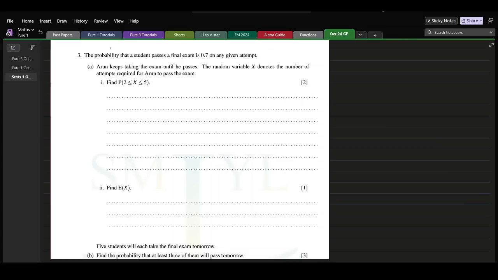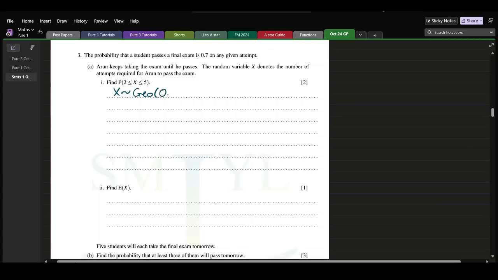Alright, so we're looking for the number of attempts until Arun passes the exam. So this tells us that this is a geometric distribution, because he's going to attempt to take the exam until he gets his first success, until he gets his first pass. So x follows a geometric distribution, and the probability of success is 0.7. And they want us to find the probability that x is between 2 and 5.